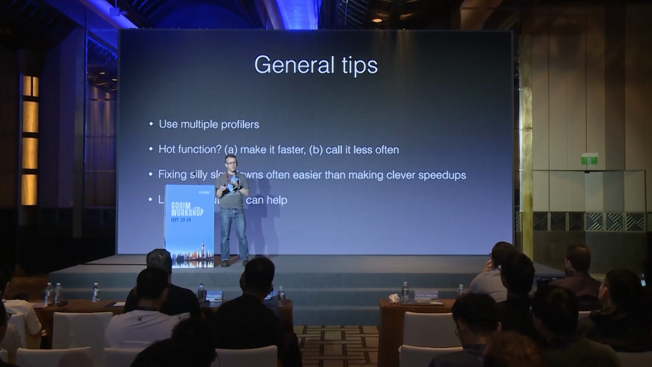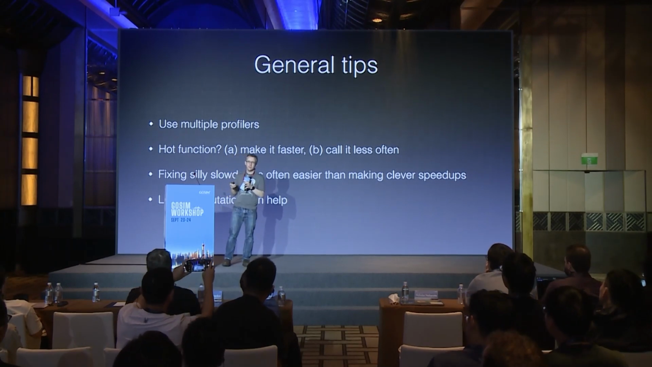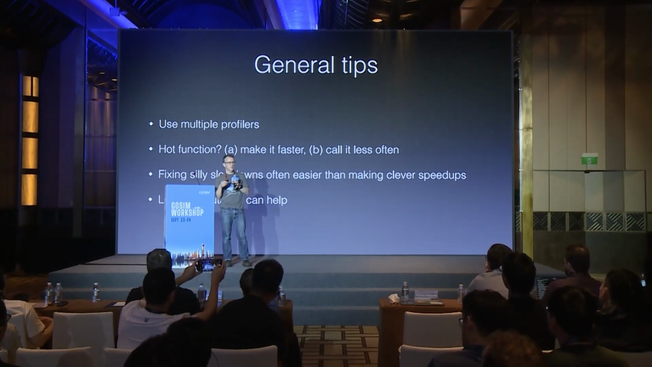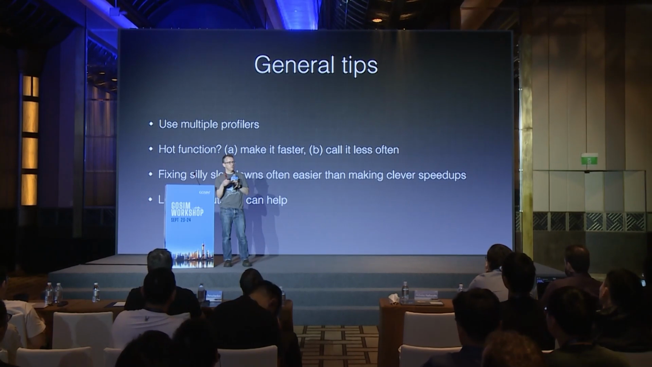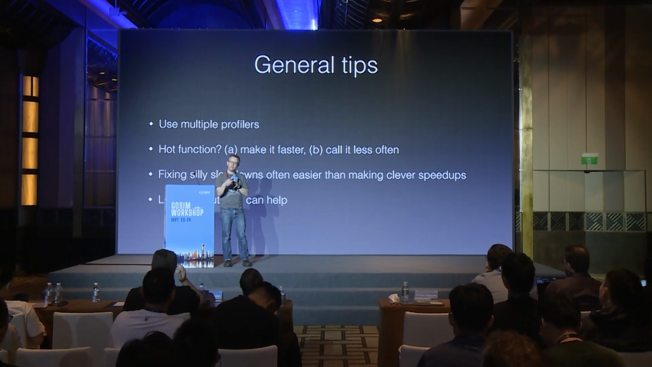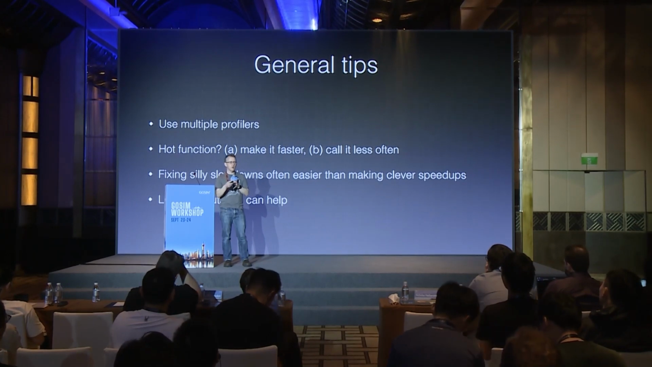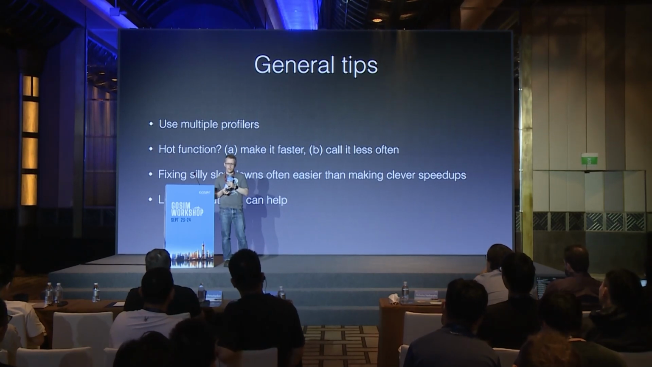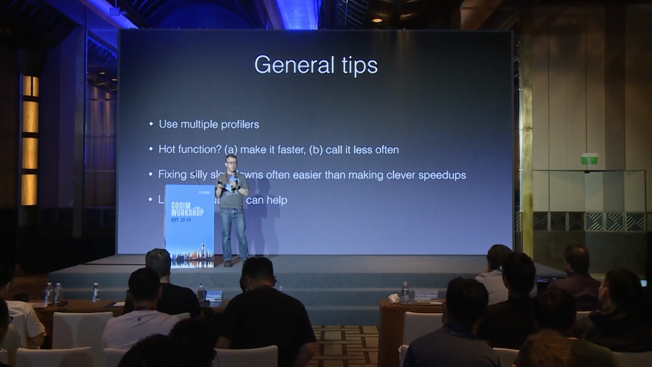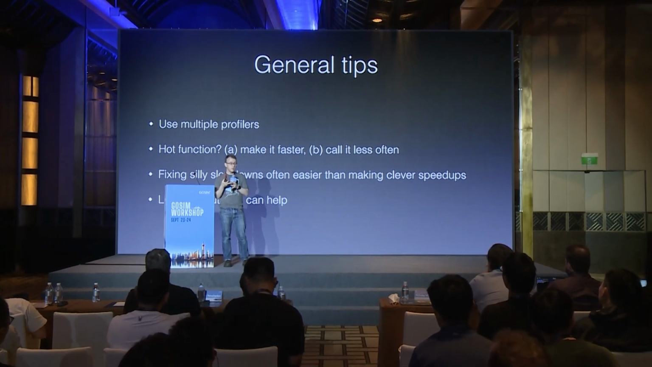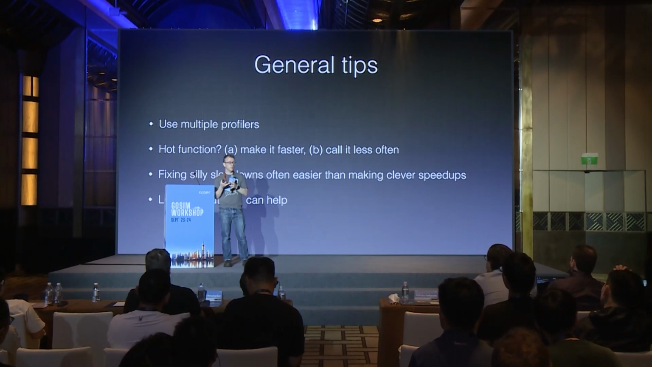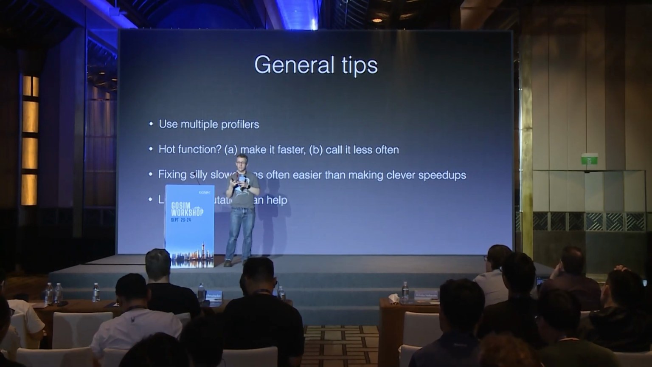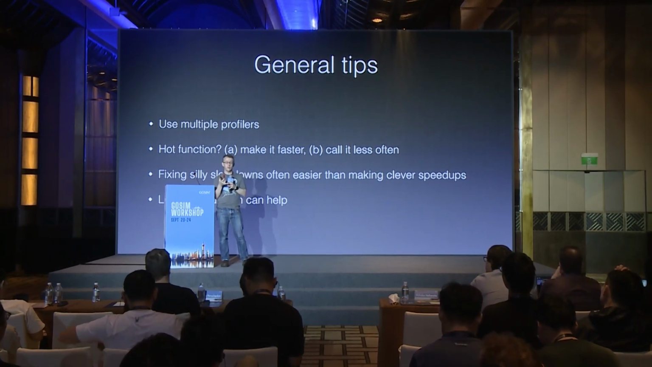I mentioned profilers before. I recommend using multiple profilers. If you only use one, you tend to get a certain view on the code. One profiler might be good for finding certain kinds of slownesses, but might overlook some others. So it's good to use multiple. If a profiler tells you that a function is hot, there are a couple of different ways you can improve things. One is to make that function itself faster, and the second way is to call that function less often. Sometimes you can do one, sometimes you can do both.